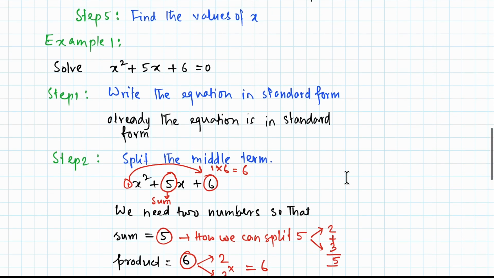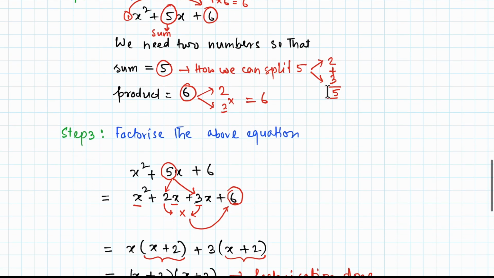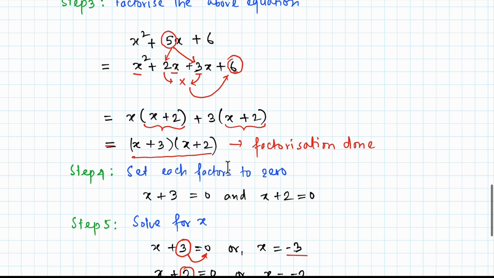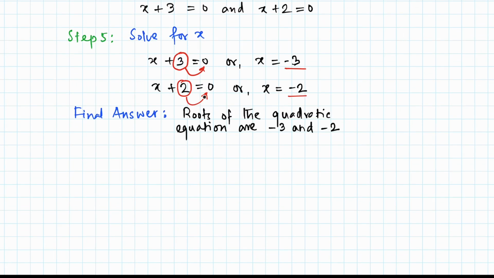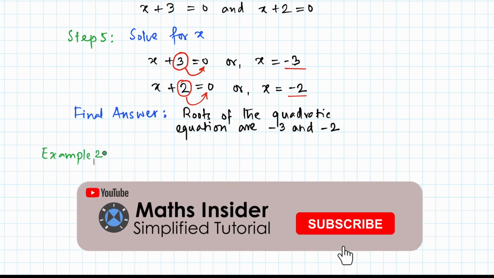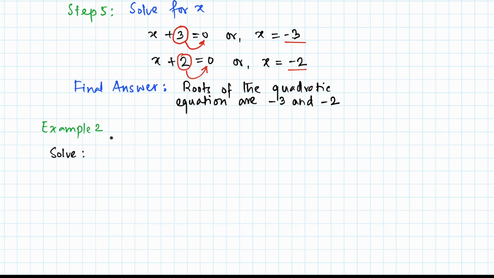So if you follow all the steps, first standardize it, then split the middle term, then factorize the above equation, then set each of the factors to 0, and finally solve for x. If you follow all these 5 steps, you can easily solve the quadratic equation to find their roots. Now let's take another example, example 2.